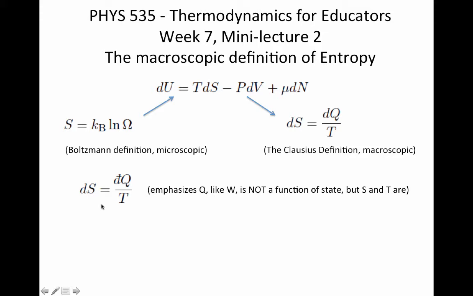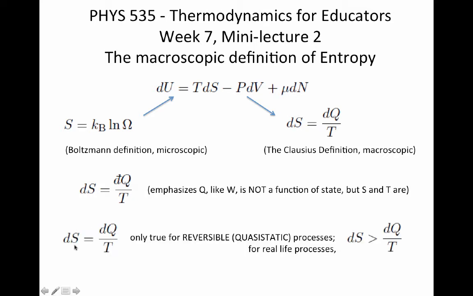Now occasionally you will encounter this relation written with a little bar across the differential sign in dq. What this is meant to emphasize is that heat, just like work, is not a function of state, but entropy and temperature, in fact, are. And that means that dq is not a differential in the strict mathematical sense. We don't need to worry about that too much here. The important thing to bear in mind is that things like entropy and temperature and the other thermodynamic variables we've encountered are functions of state, except heat and work, which are not.